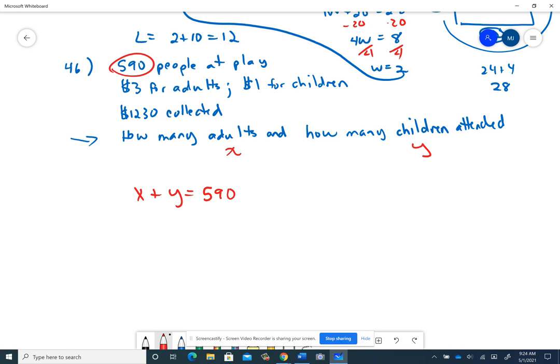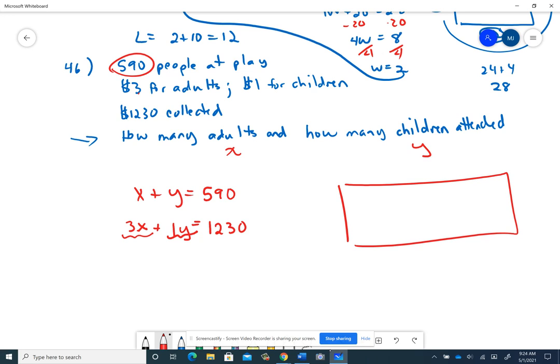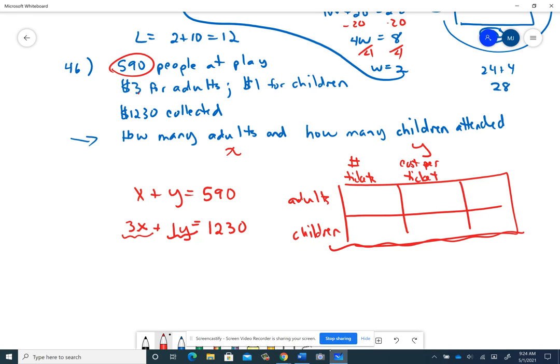Now, each adult ticket costs $3. So 3X is how much money the adult tickets brought in. 1Y is how much money the children's tickets brought in. And all total, there was $1,230. When we did them in class, we organized the data with number of tickets and cost per ticket, but you've now seen this problem several times, so you might be able to jump right to the system.